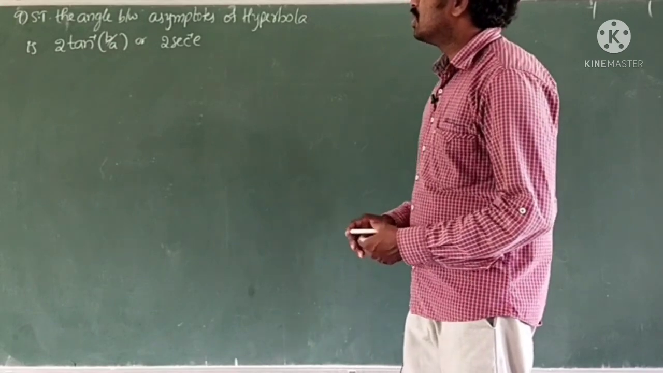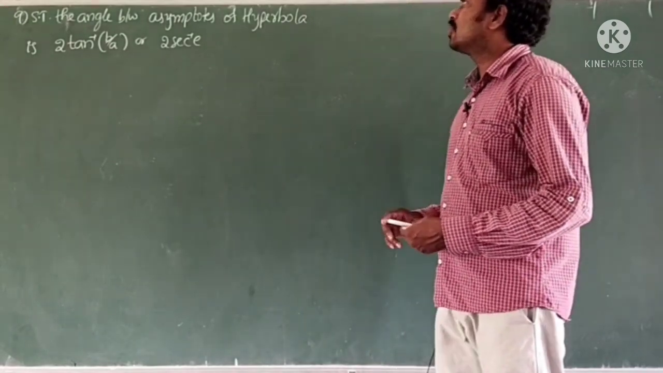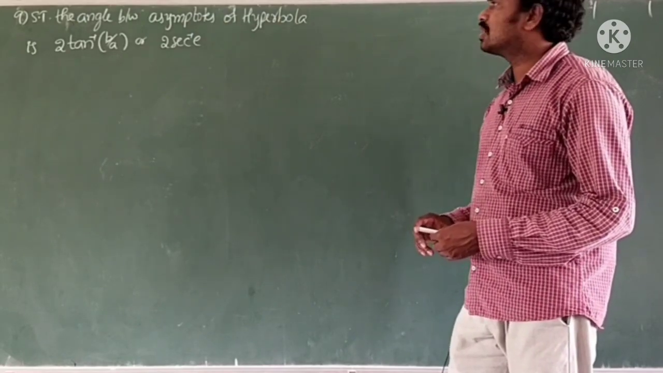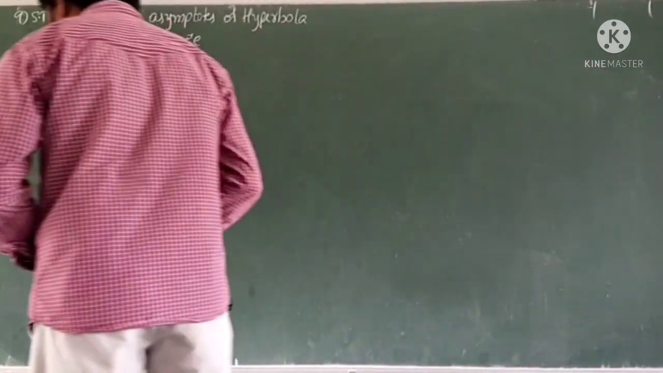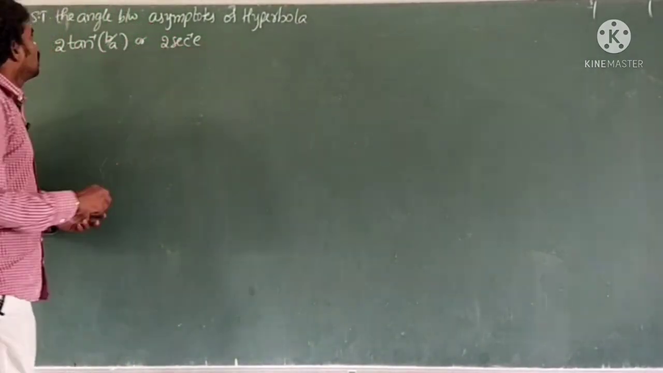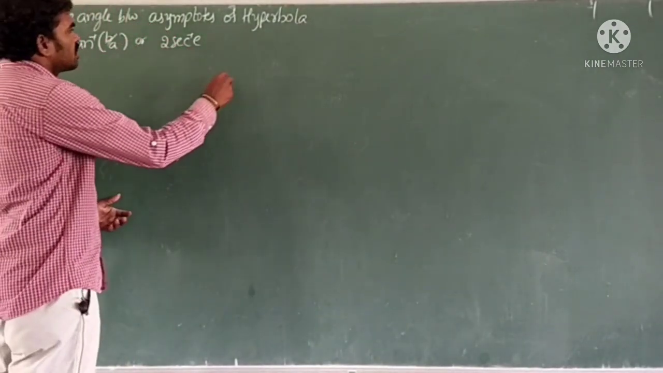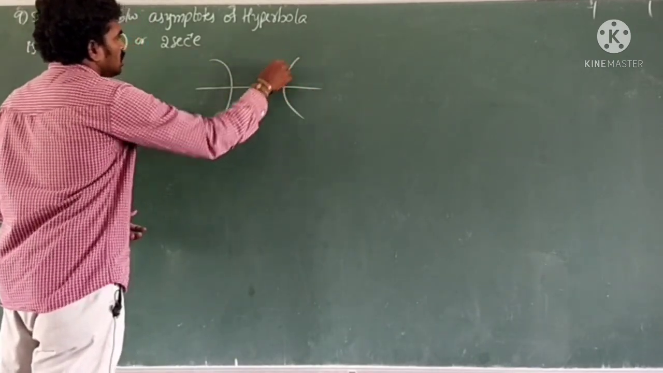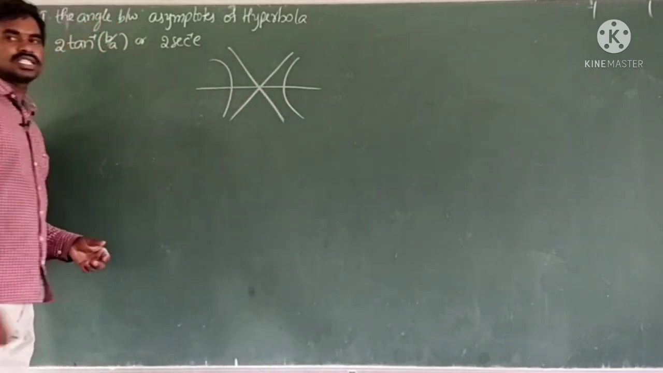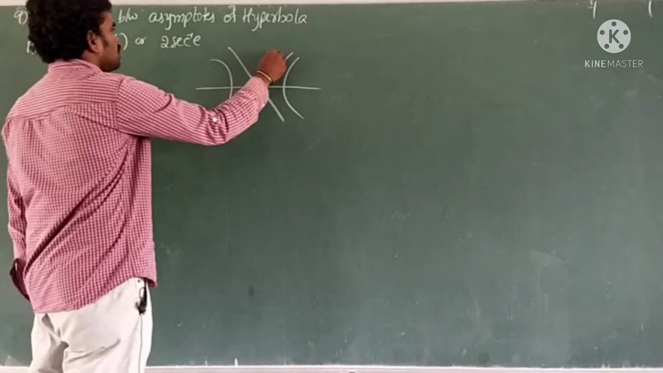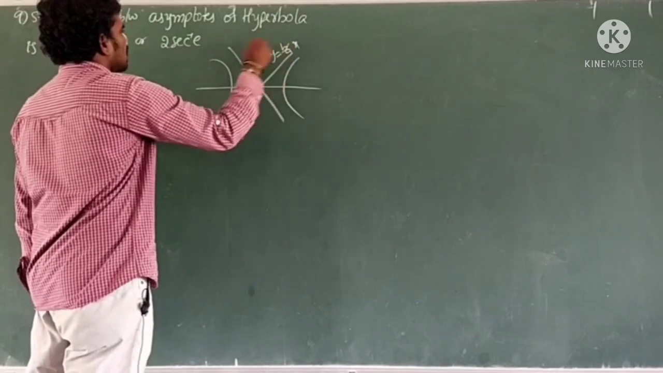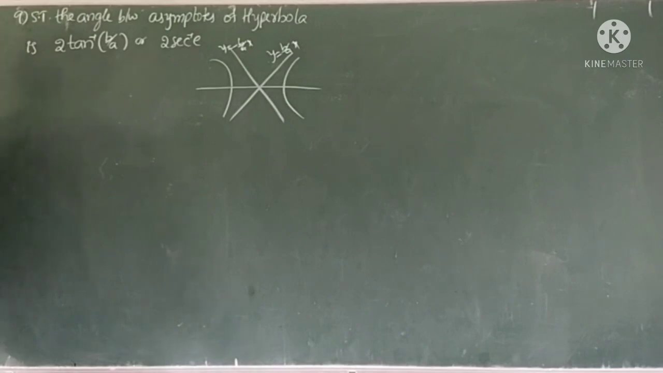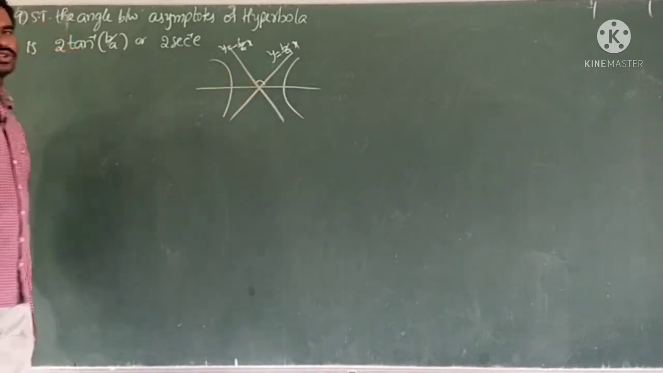Okay, 9th question. Show that the angle between asymptotes of hyperbola is 2 tan inverse b by a or 2 sec inverse e. Okay, in the starting, what is hyperbola and what are the equations of asymptotes? Simply it is a hyperbola. So these are asymptote equations. One of the asymptotes is y equal b by a x and second one is y equal minus b by a x. Okay, so now we have to find the angle between these two asymptotes, theta.